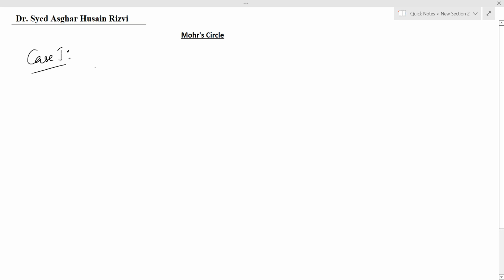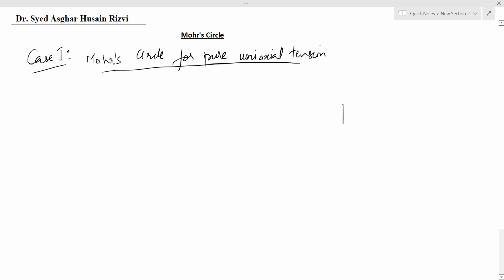The case 1 is Mohr circle for pure uniaxial tension. When an element is subjected to only one uniaxial tension and stress is in only one direction, for these types of problems, first of all we will plot x and y axis.